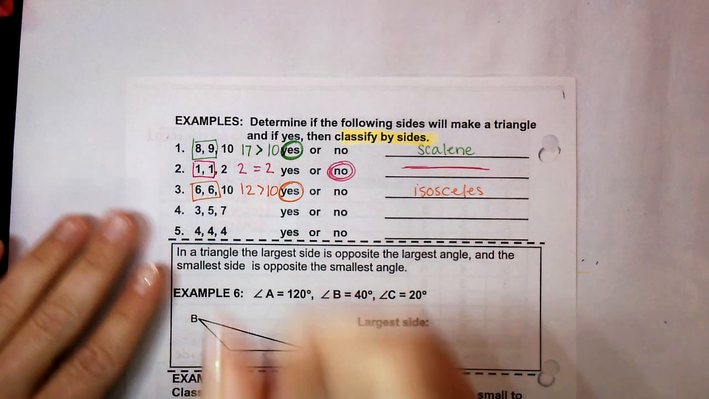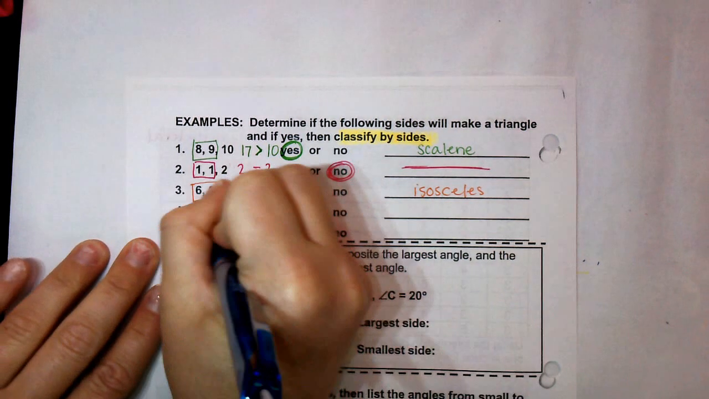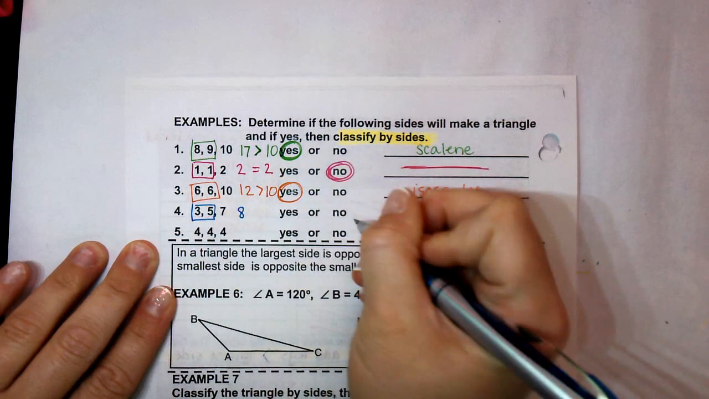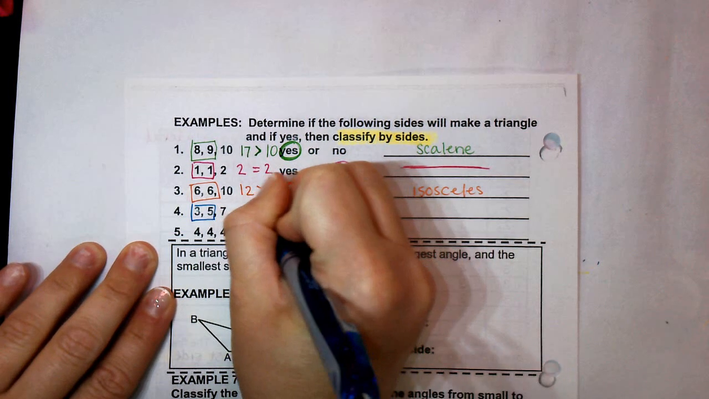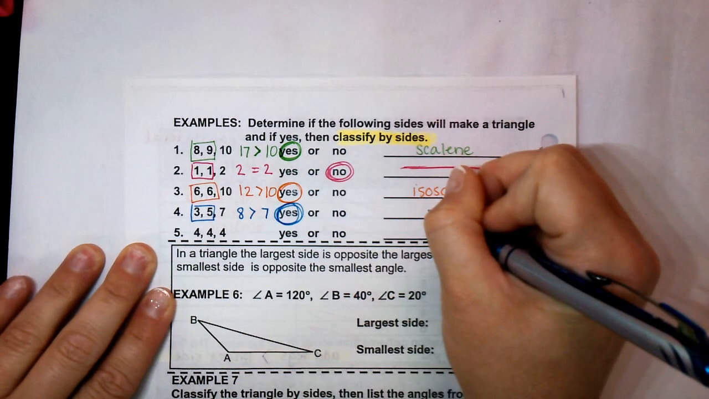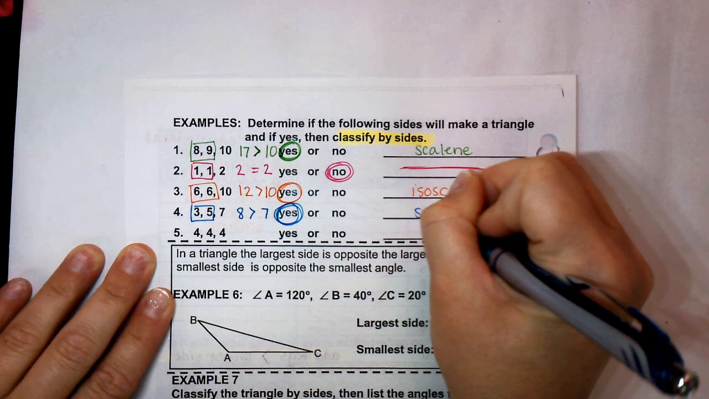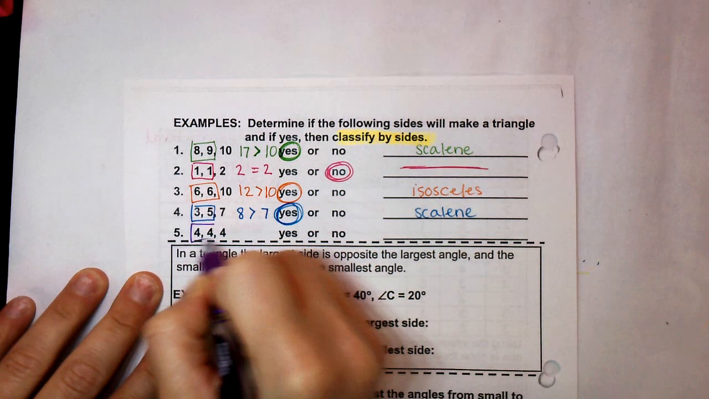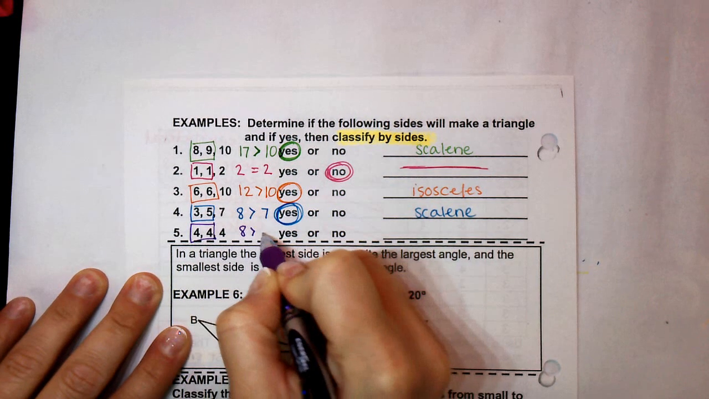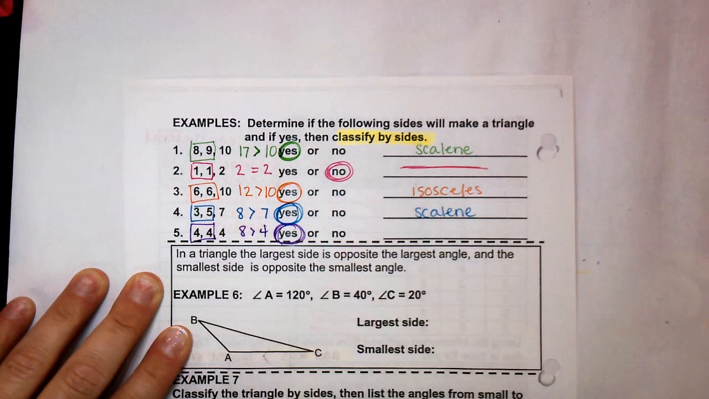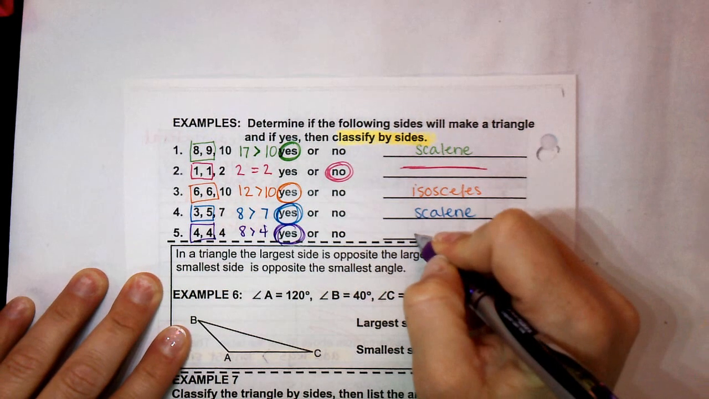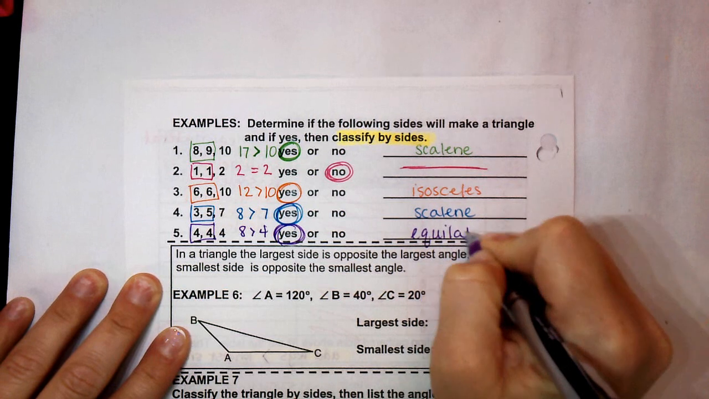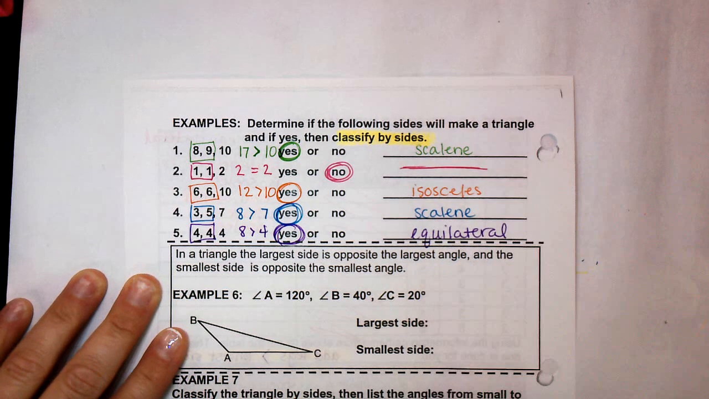All right, 3, 5, and 7. I'm adding 3 plus 5 to get 8. 8 is greater than 7. So yes, and it is scalene. Good. One more. 4 plus 4 is 8, which is greater than 4. Yes. And all the same. Equilateral. Good.